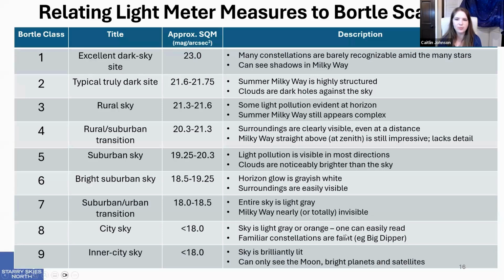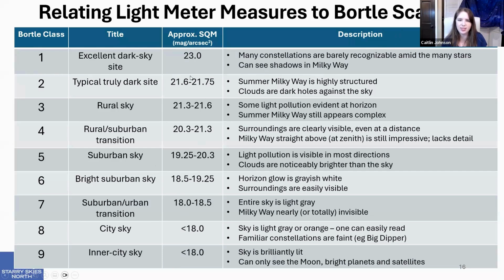So again, what do these numbers mean? This is something that, again, is a lot of text, but I do like to print this out and bring it to events sometimes, because it's a really great way of putting these meter measurements in context here. And so I created this from a really great article in Sky and Telescope magazine from many years ago. It's been recreated in many iterations, but this column here is our approximate sky quality meter number.